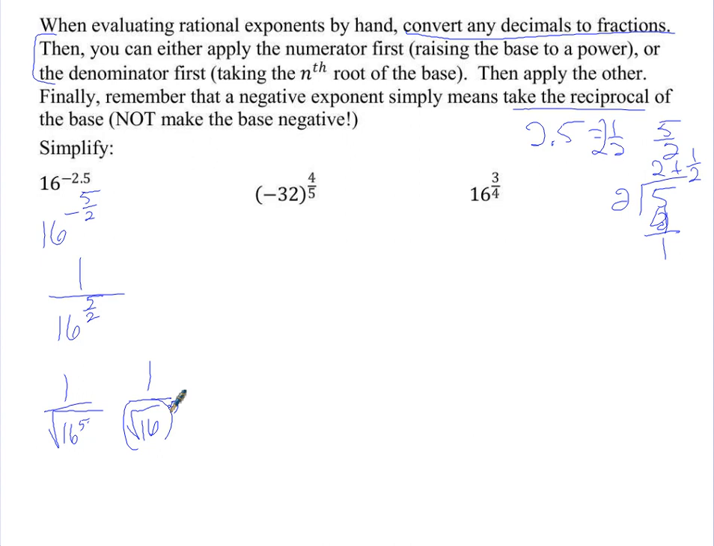I would rather take the square root of 16 because I know what that is. It's 4. And then 4 to the 5th I can find out. I can just go 4 times 4 times 4 times 4 times 4, right? But on this one, I'd have to do 16 times 5.